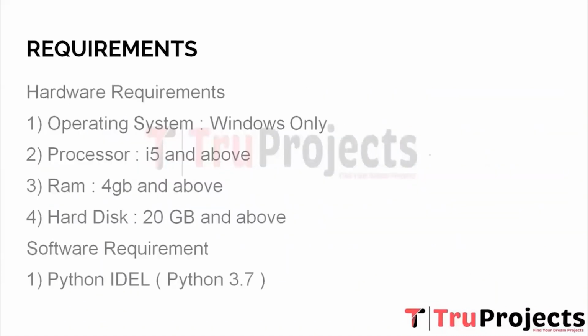So now coming to the requirements part, we have two types of requirements, that are hardware requirements and software requirements. In hardware requirements, first, the operating system Windows is required. Processor i5 and above. Minimum 4 GB of RAM is required. Hard disk 20 GB and above. Coming to the software requirement part, Python IDLE, that is version 3.7, is required.